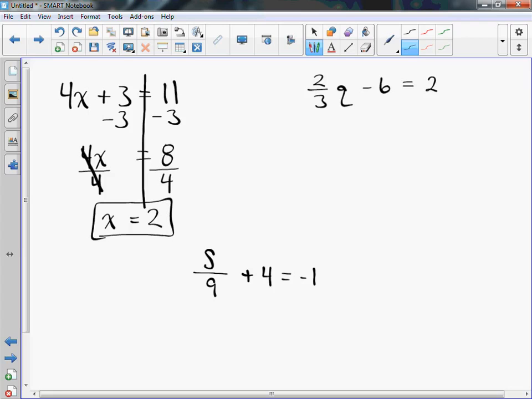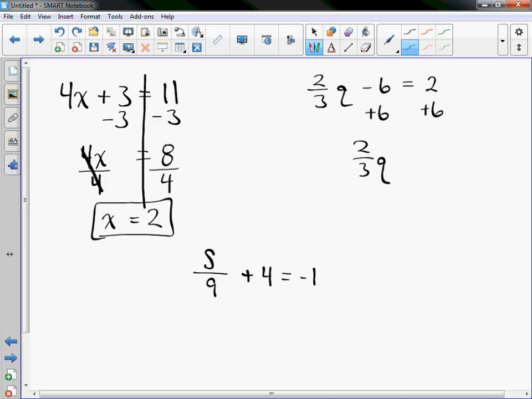2/3 q minus 6 equals 2. Okay, again, getting rid of the addition or subtraction is usually the easiest way to go about this. So we're going to get rid of the minus 6, and the opposite of minusing a 6 is adding a 6. So we're going to add 6 to both sides of the equal sign. On the left-hand side, we have 2/3 q left.